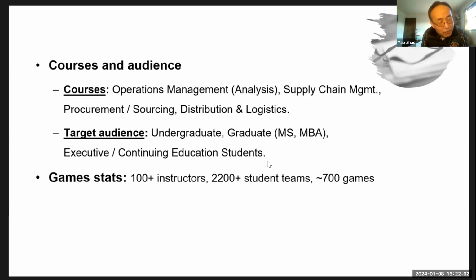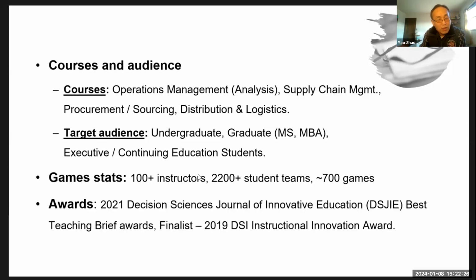Now, since 2019, that's when COVID-19 first occurred, the game has been used by more than 100 instructors with 2,200 student teams and about 800 games. The game also won several awards, such as the 2021 Decision Sciences Journal of Innovative Education Best Teaching Brief, and was a finalist for the 2019 DSI Instructional Innovation Award.